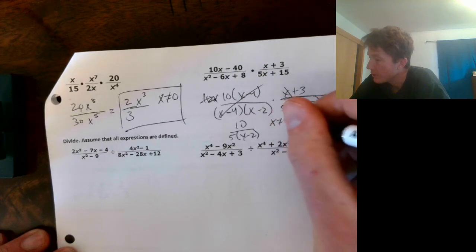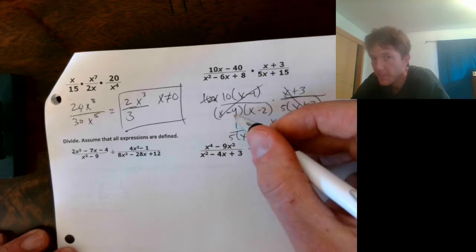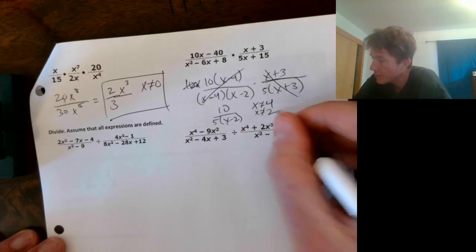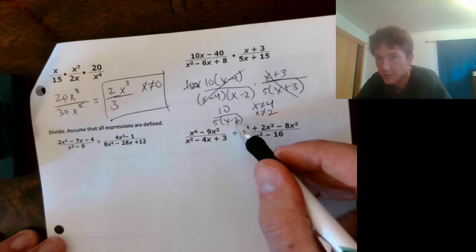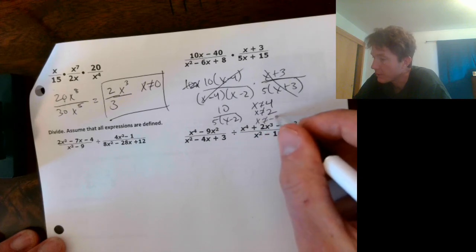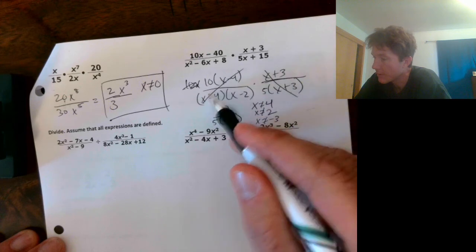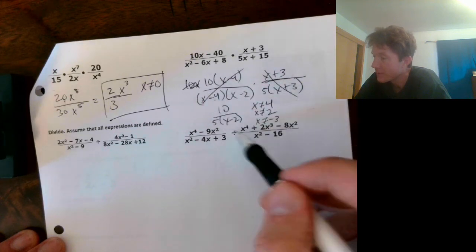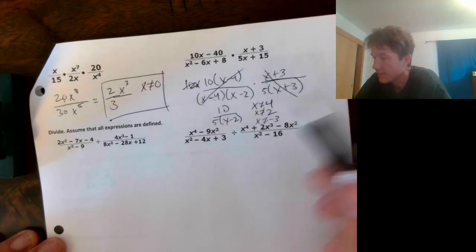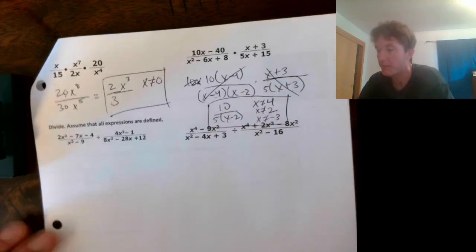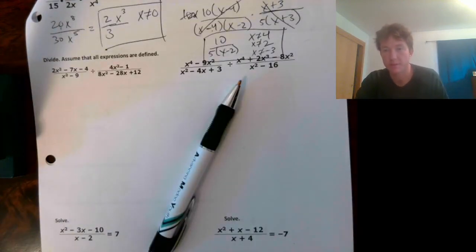x can't equal 4, that comes from here. x can't equal 2, that comes from here, the final product. x can't equal negative 3. The 4 and the negative 3 are going to be holes since I canceled out to get those. And then the x equals 2 will be an asymptote. So there's your answer there. Alright, I'm going to pause the video and start up another one. This will be division. This will be the last one.